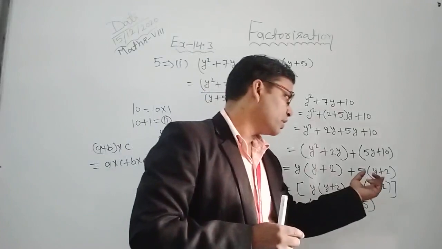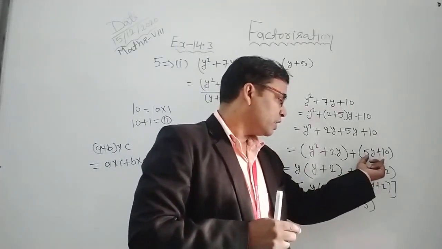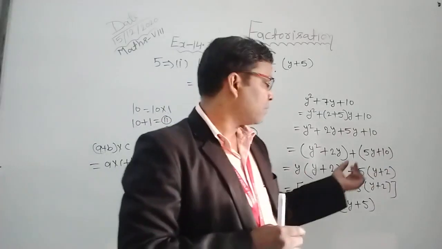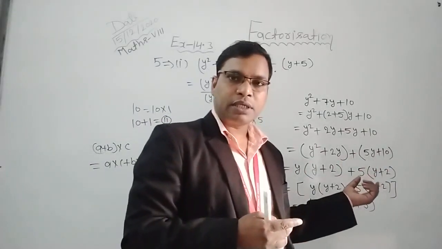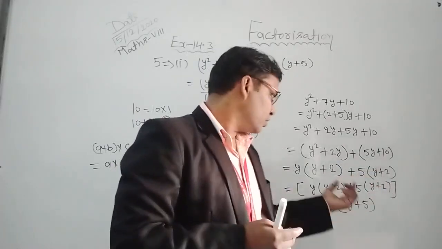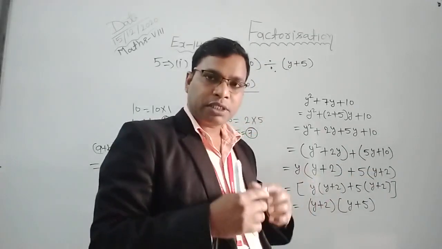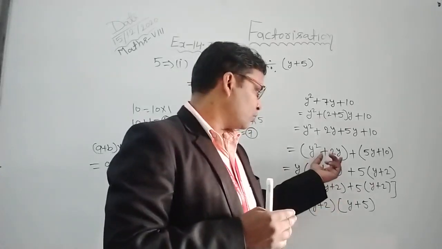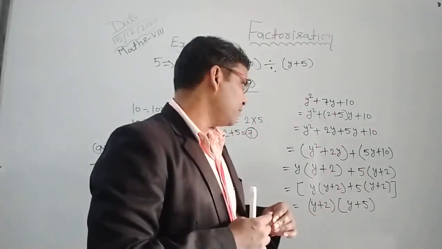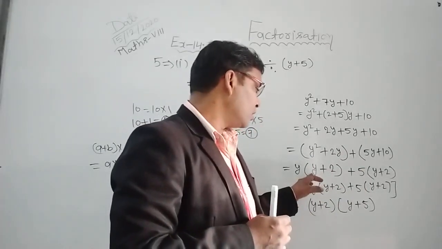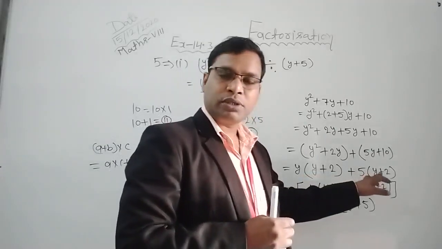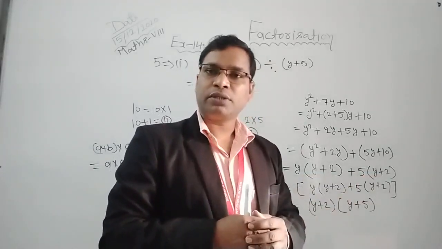Now the terms of the second group. In the second group, you can see 5y plus 10. What is common between them? Obviously 5 is common. After taking 5 common, we get y plus 2. Now the first group and second group become first term and second term. You can observe that the first term has y plus 2 and the second term is also y plus 2, so you can take y plus 2 common.